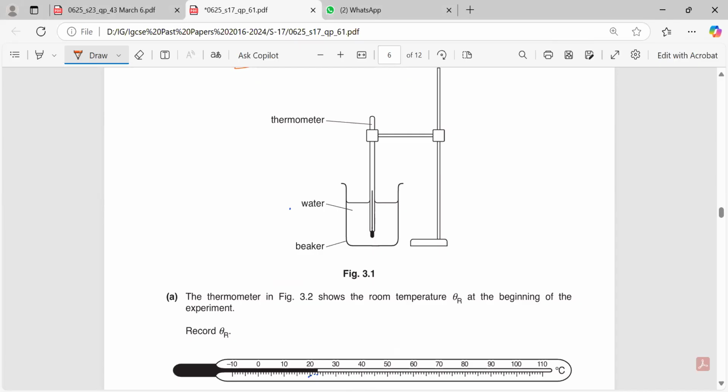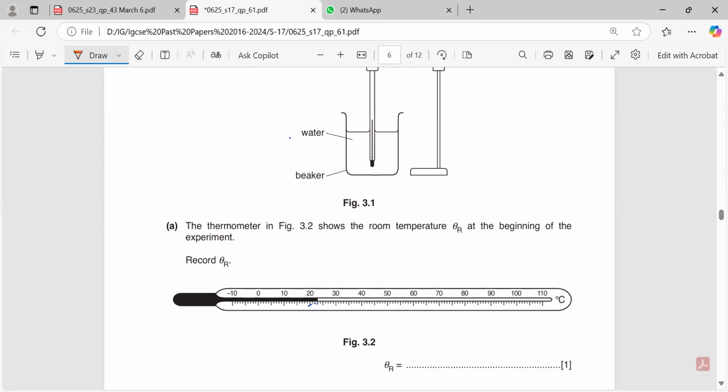So you can see the arrangement: stand with the bosses and clamp. Thermometer is clamped in the mid of the water in the beaker. And one of the accuracy points which they may ask in the next questions: the thermometer bulb should not touch the sides of the container or the bottom of the beaker. It should be within the liquid. And here the bulb is within the liquid.